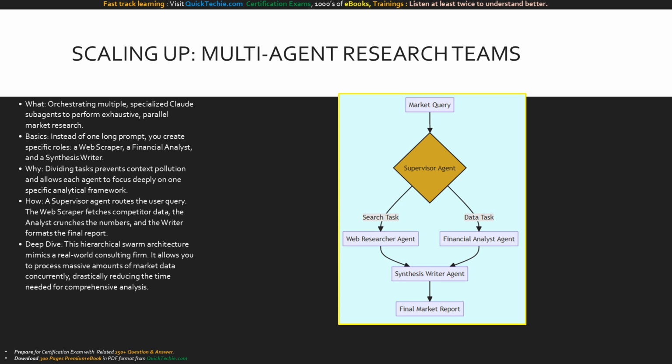This diagram illustrates the hierarchical multi-agent architecture. A market query comes in and hits the supervisor agent, highlighted in gold. The supervisor intelligently delegates work, dispatching search tasks to the web researcher agent and number crunching to the financial analyst agent. Operating in parallel, these specialists feed their findings down to the synthesis writer agent, who compiles the data into the final market report. It is a highly scalable, autonomous intelligence pipeline.